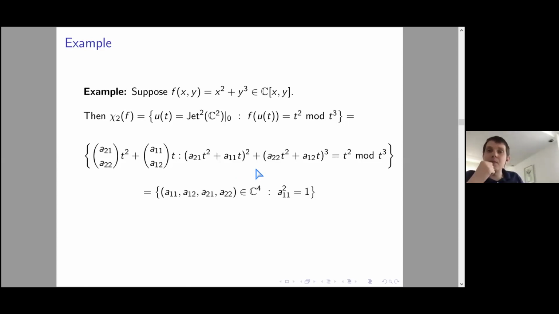So it becomes this, and this has got to be equal to t squared mod t cubed. Most of these powers of t are really high. The only power of t squared that matters is this one here. So the only constraint is on this coefficient A11 here. Okay. And then I'm really only interested in this as a topological space. So, as a space, it's just 2 copies of C cubed.